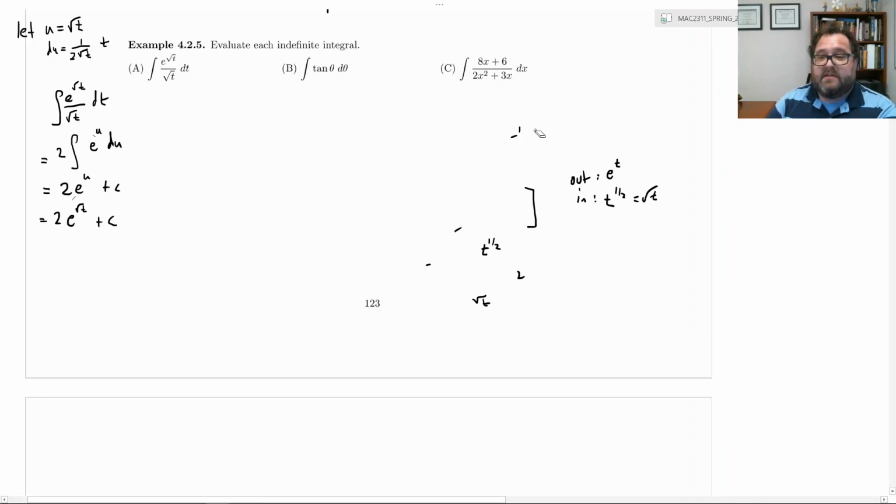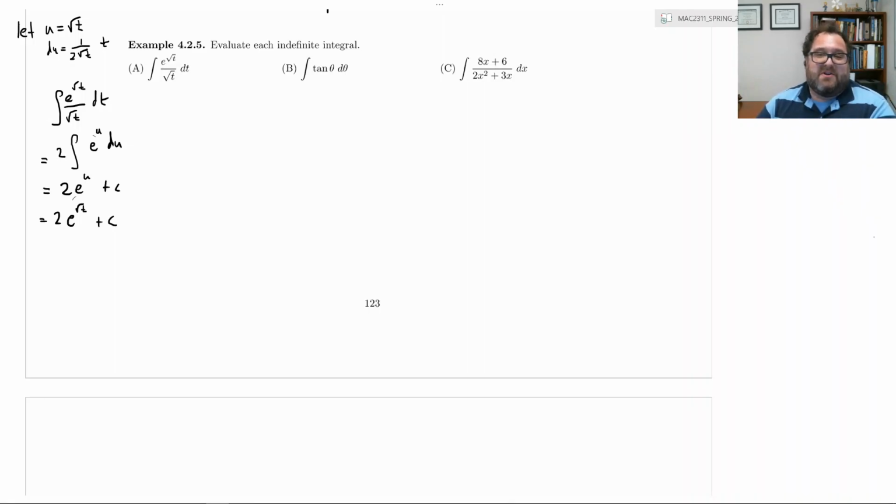Now, these last two examples, my general recommendation of letting the inside function be the substitution kind of fails. Why? Because these aren't really composite functions. Tan theta, what is the outside, what's the inside? You could always write a trivial composition, but there's no meaningful composition for B or C. So what might we do?